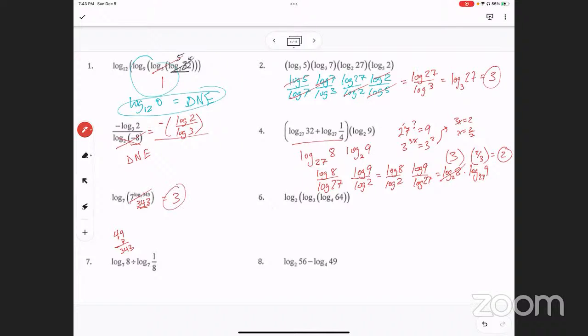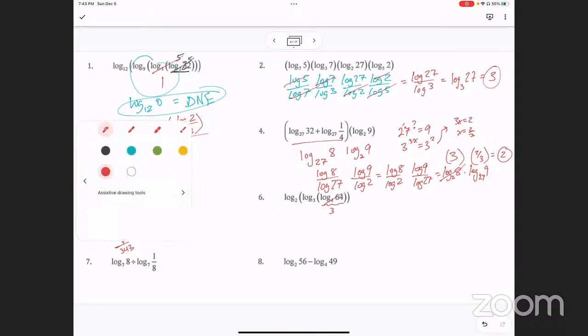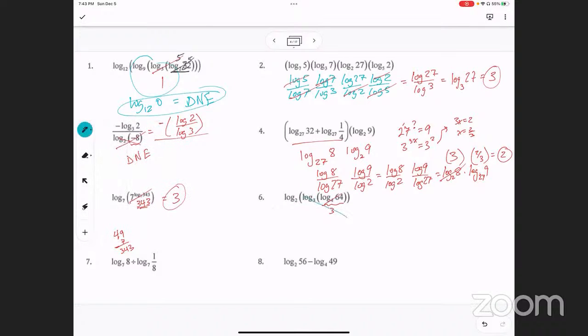Okay. What's the log base 4 of 64? I believe that's just 3. What's the log base 3 of 3? That's just 1. What's the log base 2 of 1?